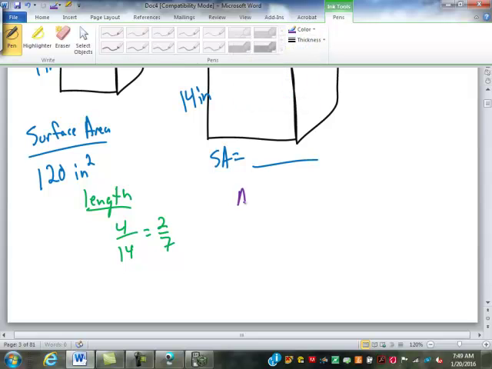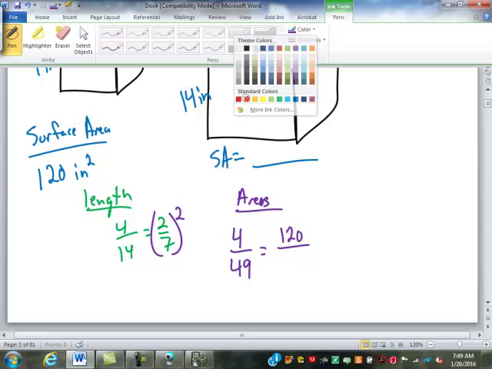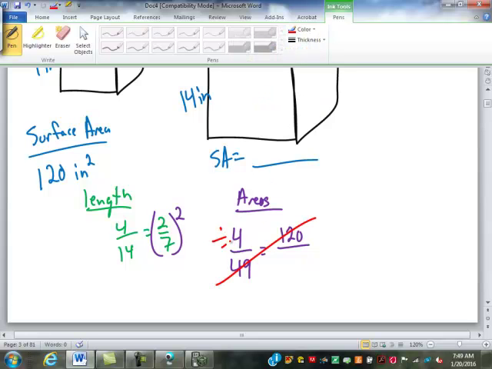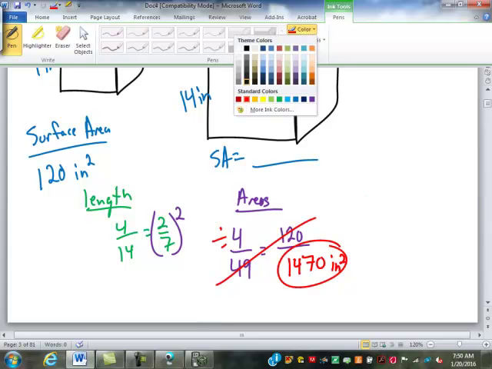So now when I go to look at areas, what do I want to do again? Square that. So what's that going to give us? Yeah, 2 squared is 4, 7 squared is 49. Then, of course, the 120 has to go on top. And we shall cross multiply and divide. 49 times 120 divided by 4 is what? 1470 inches squared. Good stuff.